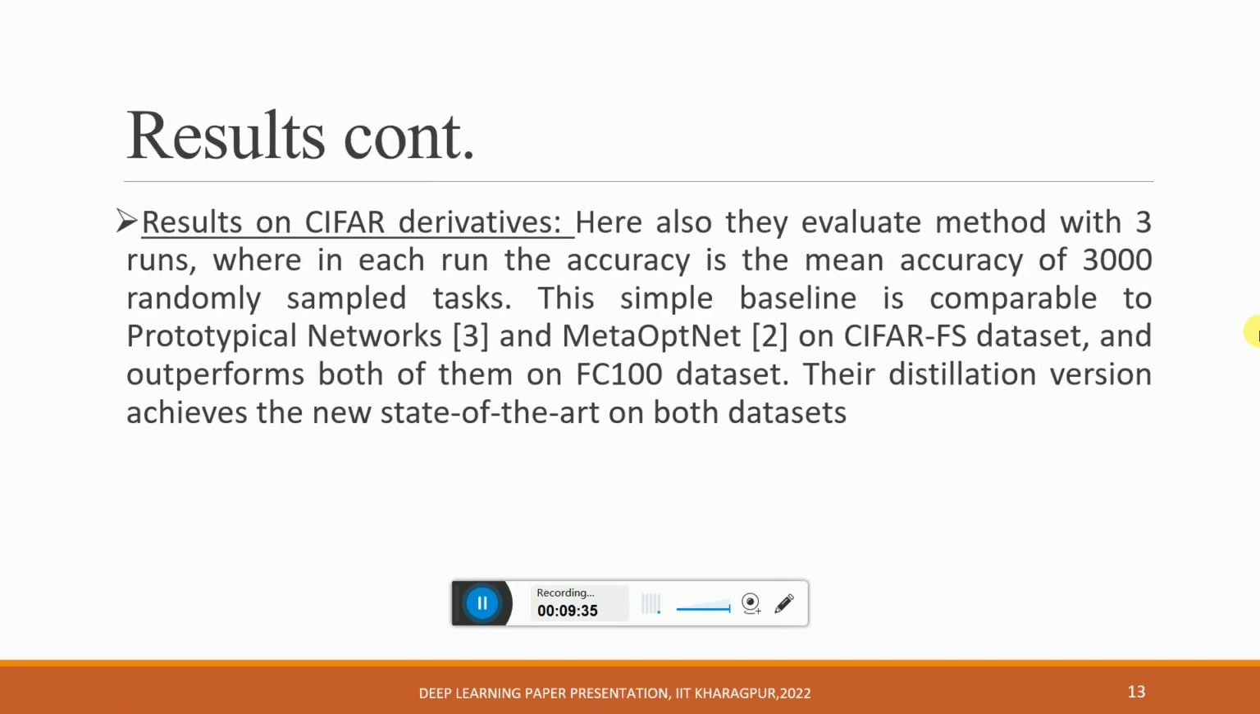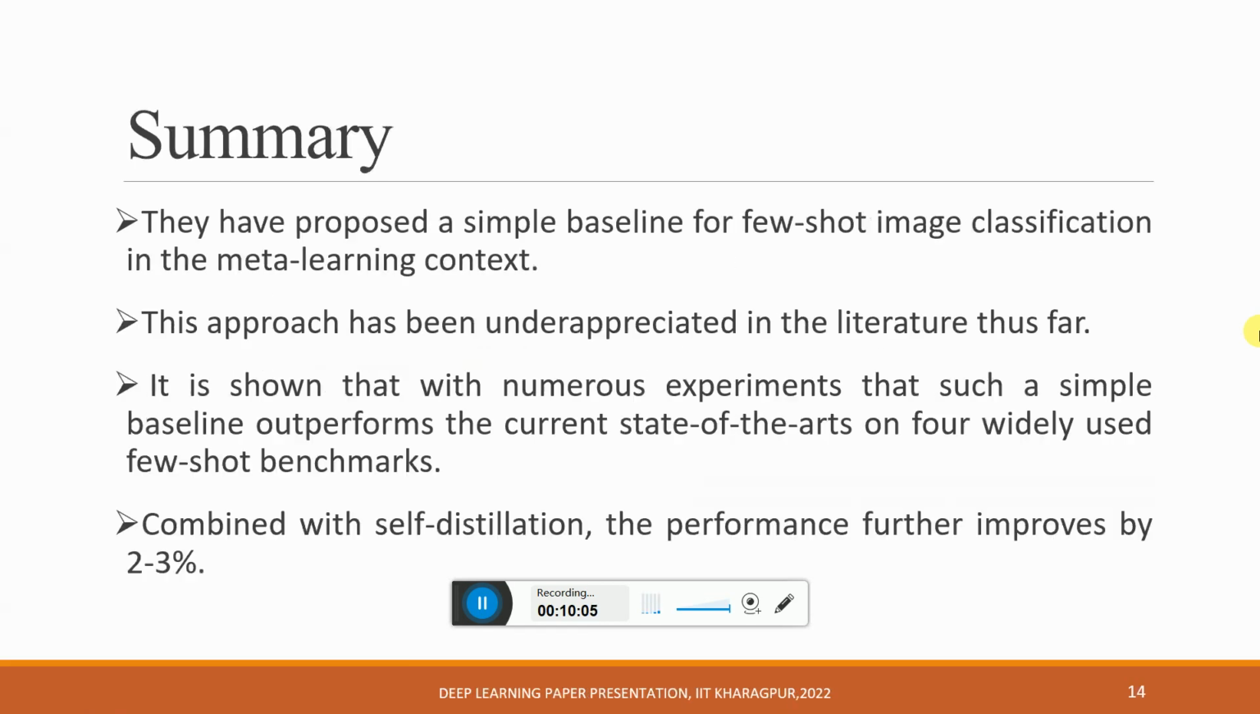Okay, sir. Similar to the previous result, they evaluate the method with 3 runs, where in each run the accuracy is the mean accuracy of 3000 randomly sampled tasks, which shows that our simple baseline is comparable to prototypical networks and MetaOptNet on the CIFAR-FS dataset, and outperforms both of them on the FC100 dataset. The distillation version achieved the new state of the art on both datasets.